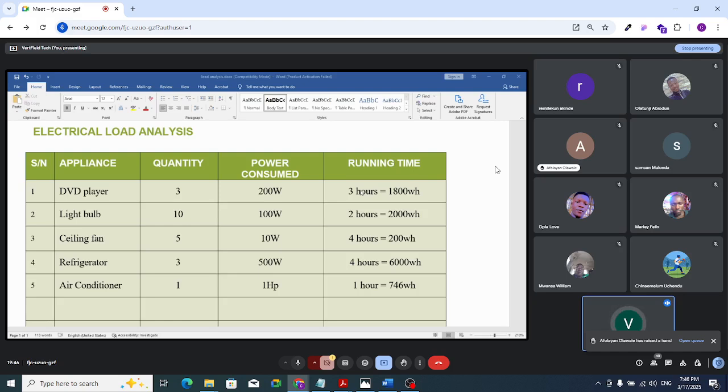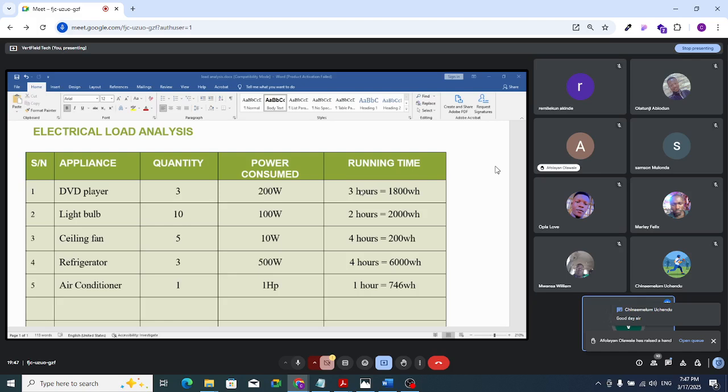So it simply means that if there are DVD players in that house, how many of it are to be powered up using the solar system? That is the quantity we are talking about. The next one is the power consumed by the appliance. The power consumed by the appliance typically gives you the information of the rated wattages of each and every appliance.